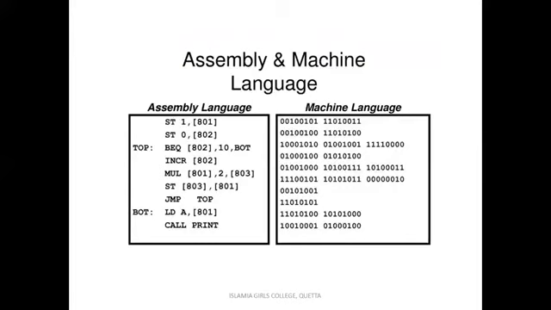Now you can see the example of the assembly language code and the machine language code. You see that the assembly language code is written using the mnemonic codes and the memory locations. And this is a machine language code written using the ones and zeros.